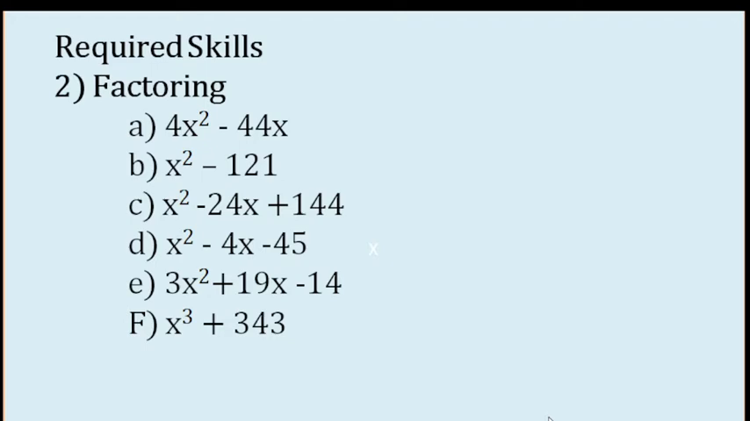Now let's review factoring polynomials. The first type here is factoring polynomials that contain a common monomial factor. So the common factor between 4x squared and 44x is 4x. Now if we remove the factor 4x from 4x squared, what will be left is only x. And if we also remove the factor 4x from negative 44x, what will be left is negative 11. So these are the factors for the first one.